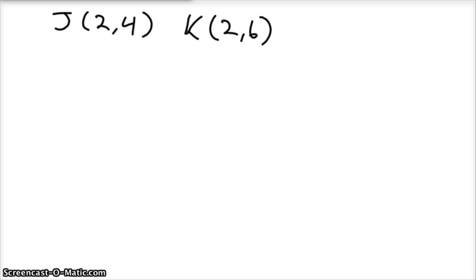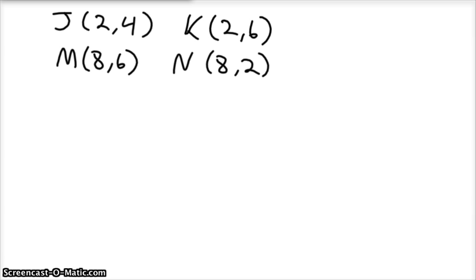Example number 1 at the bottom of page 311. It says a figure has vertices J(2, 4), K(2, 6), M(8, 6), and finally our fourth point is N(8, 2). Graph the figure and the image of the polygon after a dilation with a scale factor of 1/2.